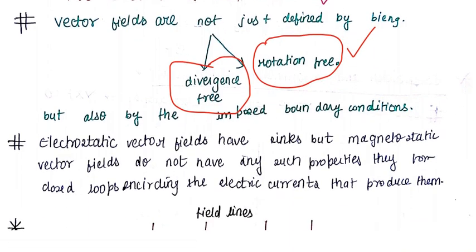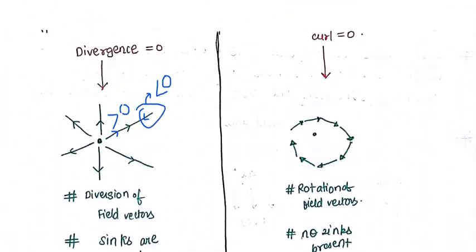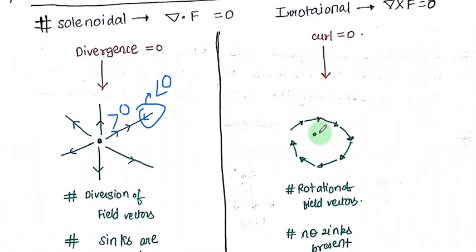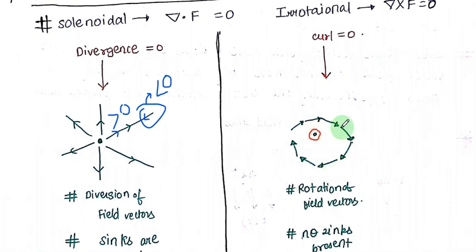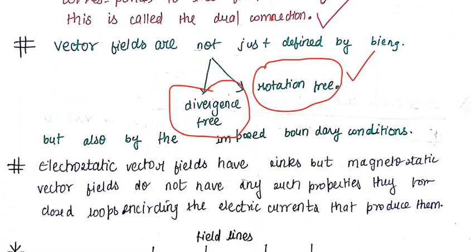Okay, so next what we should say, the electric vector fields have sinks, but magnetostatic vector fields do not have any such property. I already showed you that they just curl. They do not have any sinks or sources. You can see here they are just curling about a point. This is the point, and about this point they are just forming a curl. And here they are originating or terminating. As I already discussed, it can be positive, negative, or zero. That is solenoidal and irrotational vector fields.